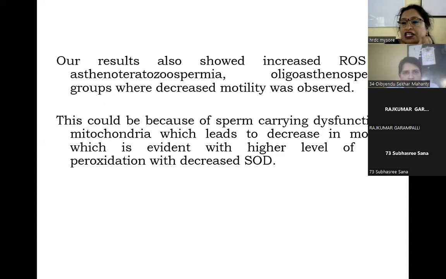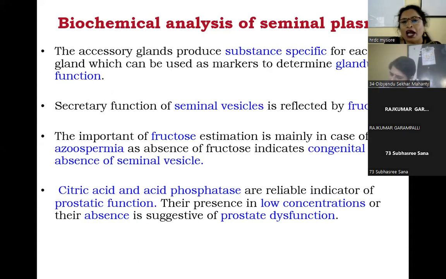And it shows increased ROS in the different infertile conditions, that is teratozoospermia, and the oligoasthenozoospermia group, where motility is affected and they are less motile when compared to normal. And apart from that, this is one part.